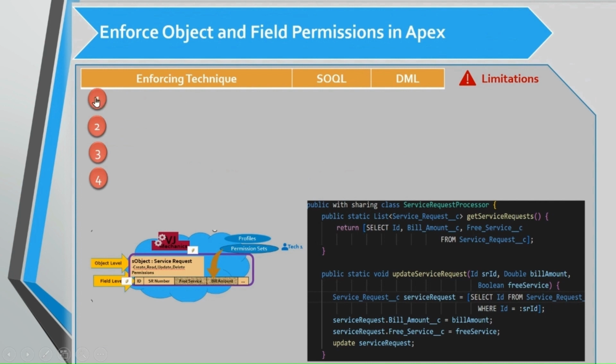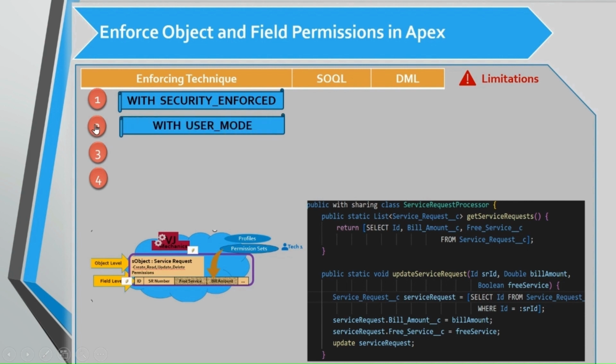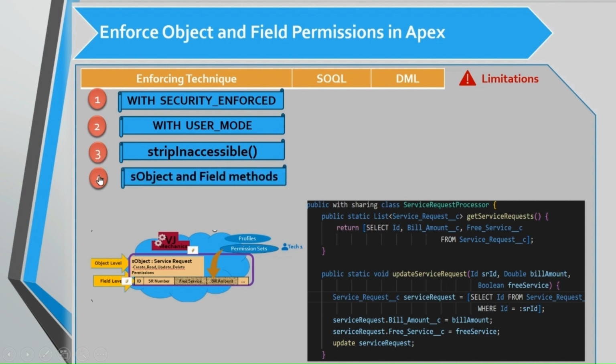The first one is with security enforced. The second one is with user mode. The third one is strip inaccessible method. And fourth one is sObject and field describe result methods. We will see each one of these in detail one by one.